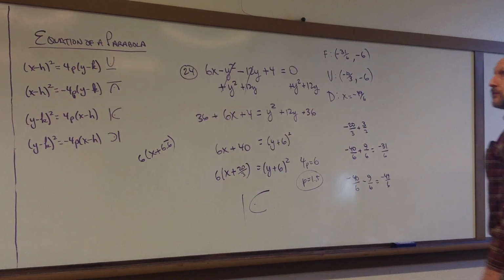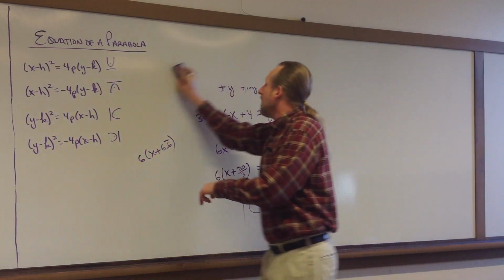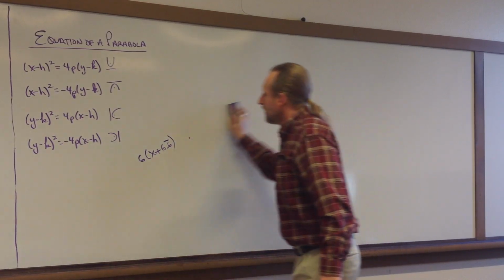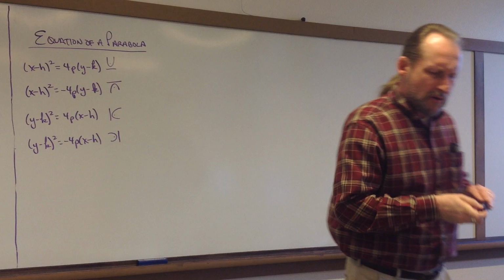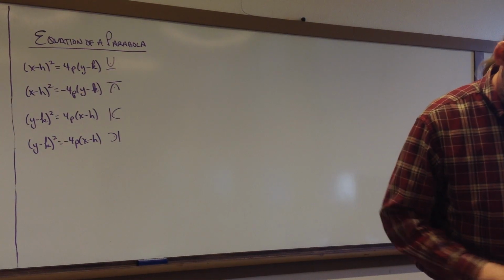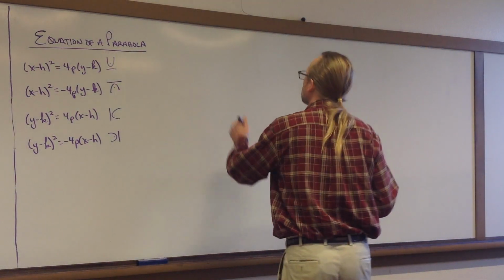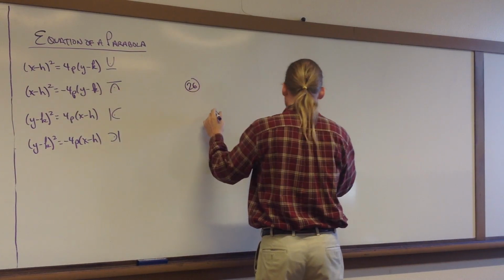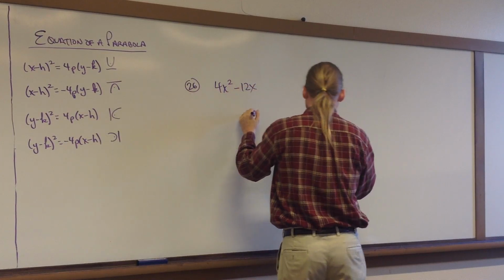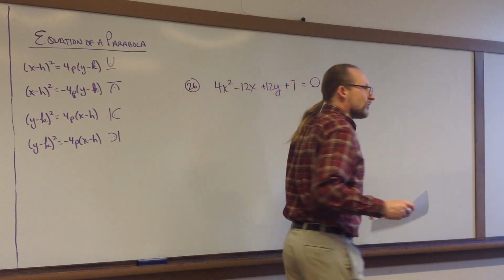All right, let's do a couple more of these. And these numbers get a little bit tricky to calculate with, but I believe it's excellent practice to keep your skills sharp. That was problem 24. Let's go ahead and do problem 26. Problem 26, 4x squared minus 12x plus 12y plus 7 equals 0.